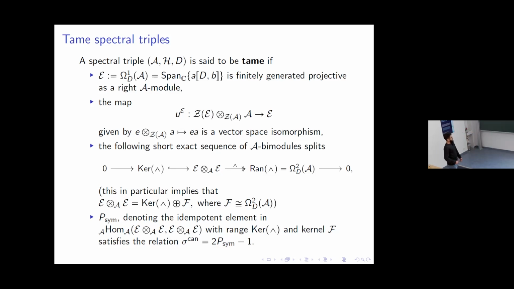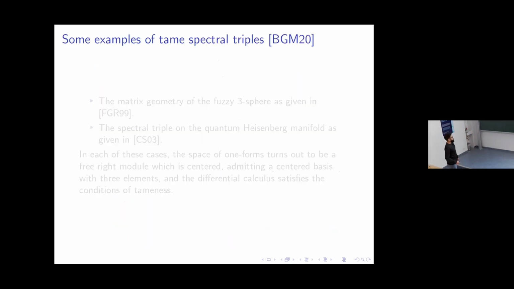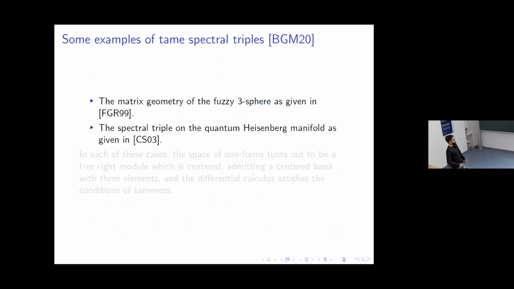Right. So if we have the definition, then let us look at a few examples. The first two simple examples at our disposal are one by Froelich, Grashow, Recknagel. They gave it in a 1999 paper, in which they approximate SU2 as finite matrix geometries. And we have the result that these finite geometries, all the spectral triples, are all tame. And in fact, the differential calculus constructed out of them can be called tame differential calculi, even though we haven't defined what that is.